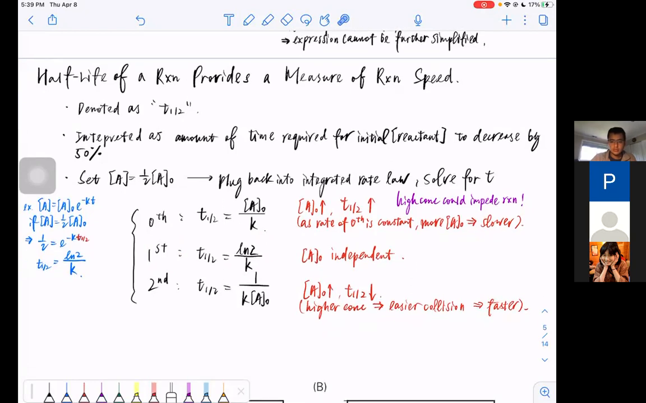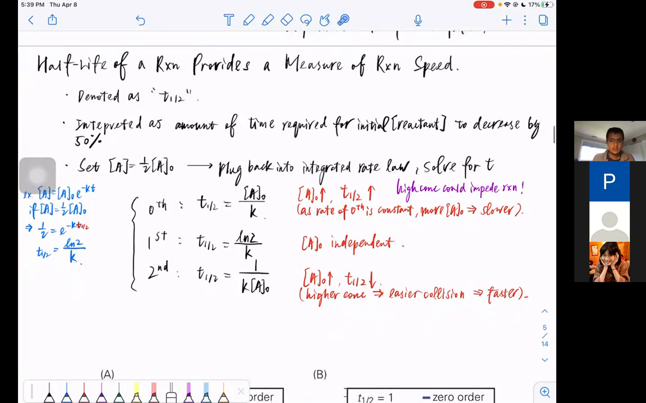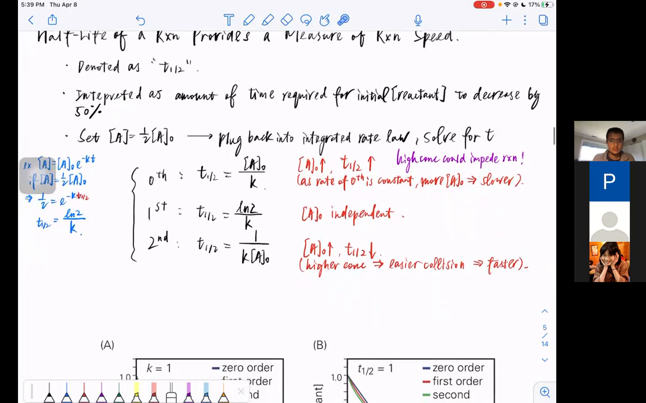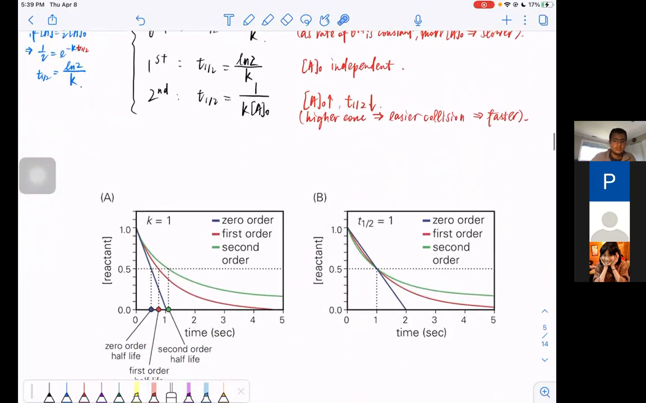The interesting thing for second order reaction is if your initial concentration increases, your half-life will essentially decrease. Why is that? Because if you have a higher concentration, it means it will be easier for a collision to happen. So it essentially makes the reaction faster. So you can also see something that's kind of counterintuitive: higher concentration could actually speed up a reaction. Okay.